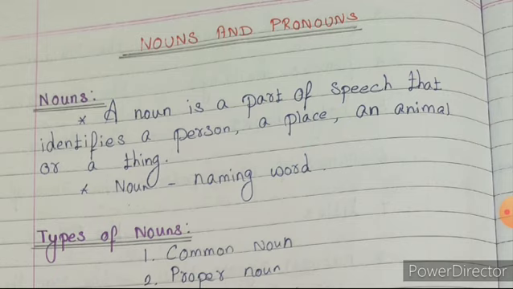So, take your classwork, look at the definition of noun. A noun is a part of speech that identifies a person, a place, an animal or a thing. In short form, we can represent it as a naming word.